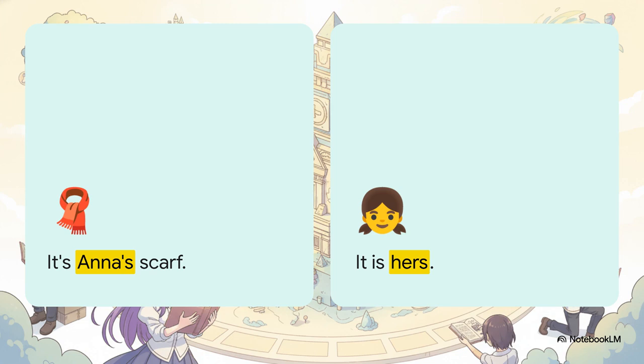We're moving from the super literal answer, it is Anna's scarf, to the grammatical shortcut that makes natural storytelling possible, it is hers. The source material systematically introduces these possessive pronouns, mine, hers, his, yours. This teaches the learner how to condense information, which is absolutely crucial because it allows a story to just flow without constantly repeating names and nouns over and over.